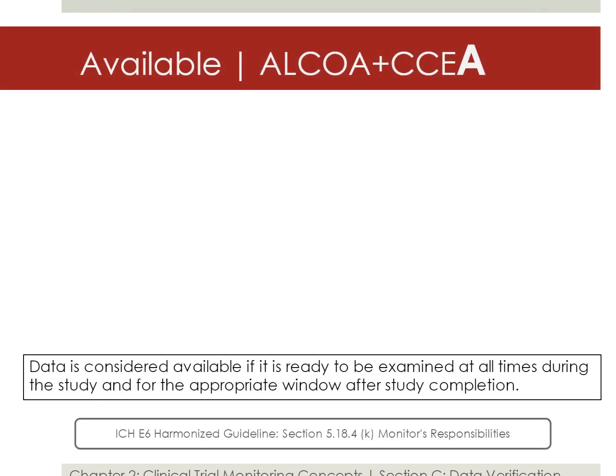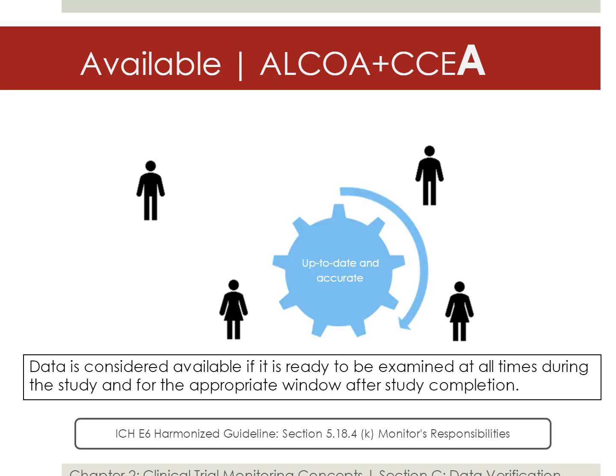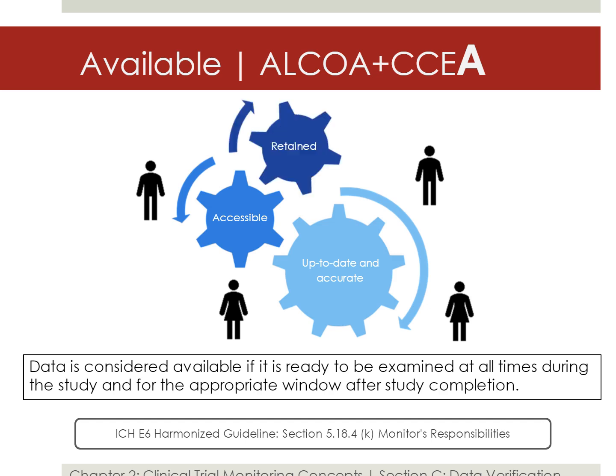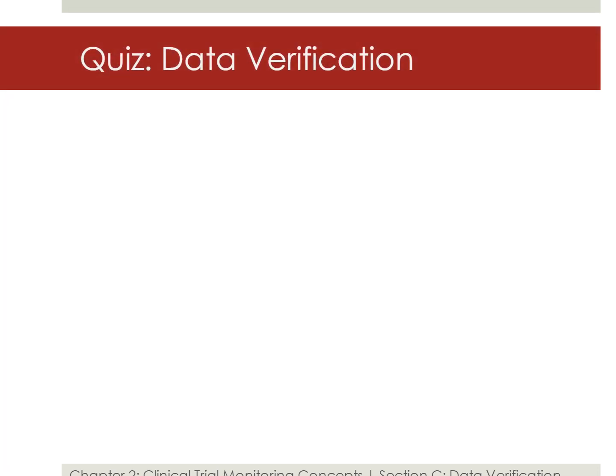Data is considered available if it is ready to be examined at all times during the study and for the appropriate window after study completion. Take a moment to think about steps a monitor should take in order to verify that data is available. A monitor verifies that data is available by checking that records are up to date and accurate, study data is accessible in a timely manner to all appropriate parties, and data is retained for the appropriate amount of time after study completion.